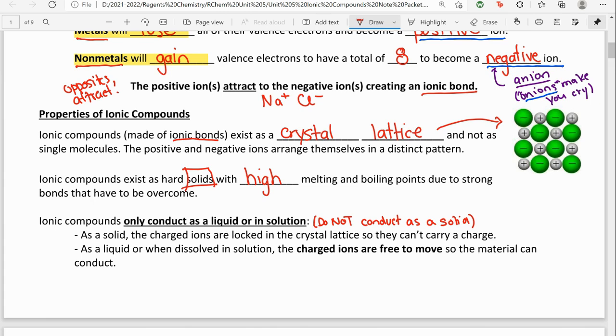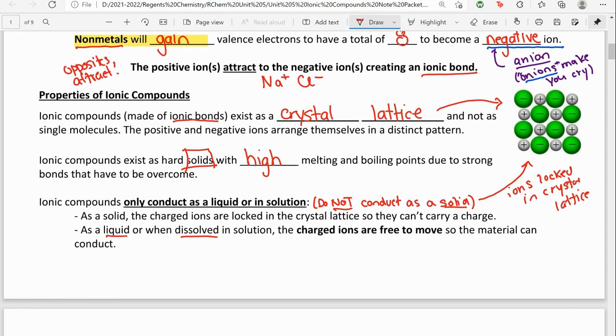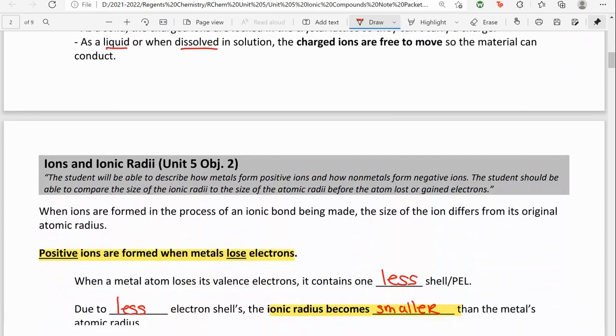One other last thing is conductivity. So, ionic compounds actually cannot conduct as a solid. In order to conduct, you need a charged particle and they have to be able to move. So, they can't conduct as a solid because the ions are locked in a crystal lattice, which is that first bullet point. So they can't carry a charge through it. However, once they are melted down into a liquid or they're dissolved, now those charged ions can move, so it can conduct. You need to be aware of these properties and be able to identify them as representing an ionic compound. And we'll also come back to these later on when we talk about other types of bonds.